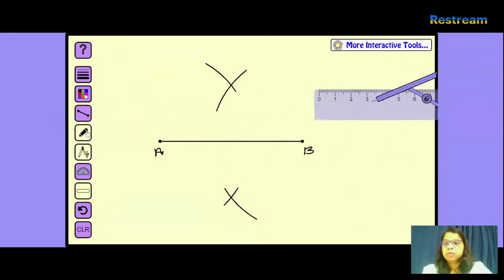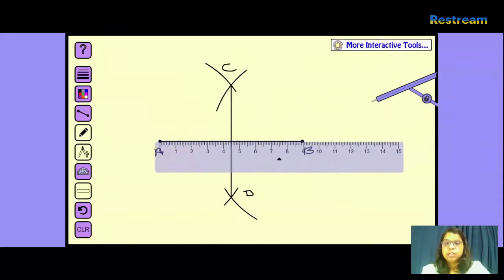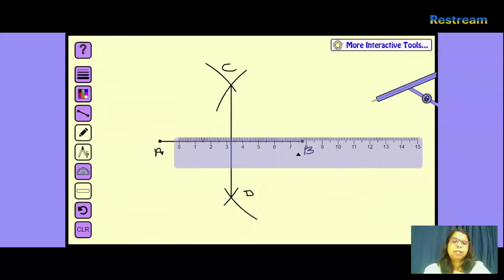Okay, so now join these two points, these intersections. Let's say this is line CD. This is the perpendicular bisector of your line AB. So let's measure. This is my 9 centimeters, exactly 4.5 centimeters, which is half of 9 centimeters.